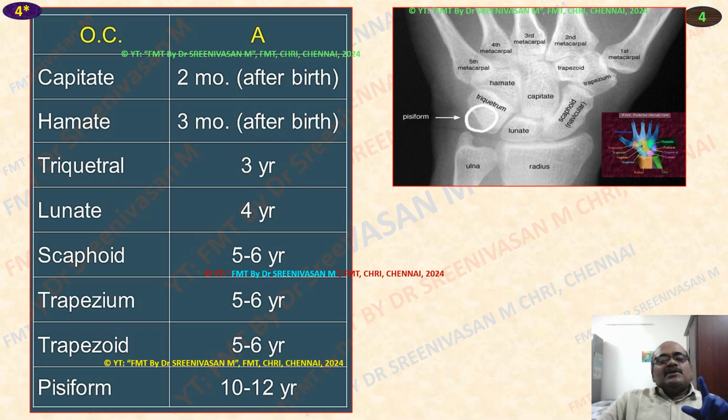So capitate 2 months followed by hamate 3 months. Triquetral can be remembered by tri for 3 years. Lunate can be remembered by L; if you extend it, you can write it like a 4, 4 years. Scaphoid, S can be written like a 5, so 5 to 6 years. Trapezium and trapezoid also the same, 5 to 6 years. Multiply 5 to 6 by 2, that is 10 to 12 years for pisiform, that is the last bone to appear.